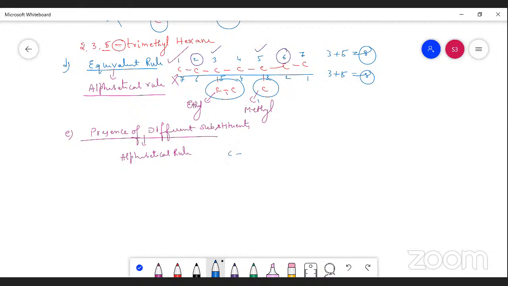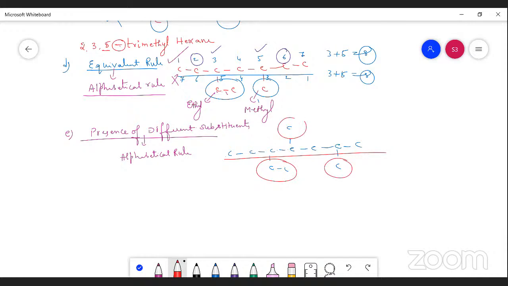So likewise, what happened here? This is the parent chain, and then substituents. Three substituents are present. What are the three substituents? Two are methyl groups, and one is an ethyl group. All the substituents are not the same.